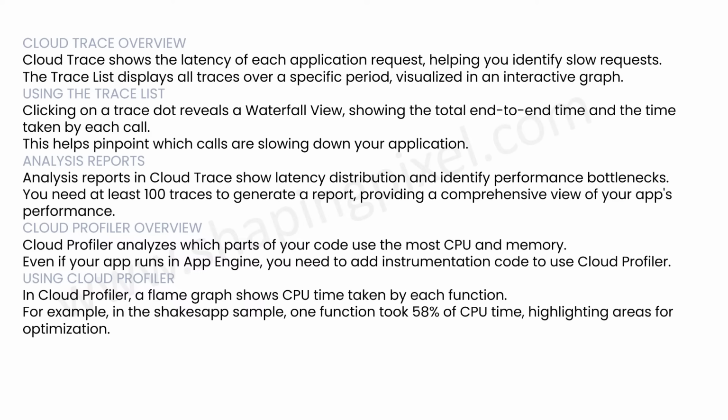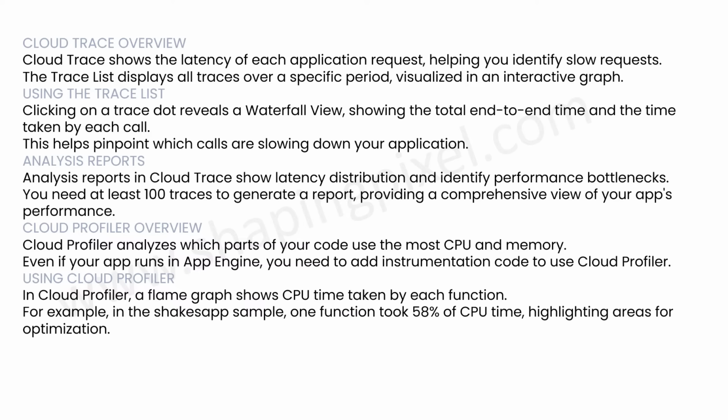The trace list displays all traces over a specific period, visualized in an interactive graph. Clicking on a trace dot reveals a waterfall view, showing the total end-to-end time and the time taken by each call. This helps pinpoint which calls are slowing down your application. Analysis reports in Cloud Trace show latency distribution and identify performance bottlenecks. You need at least 100 traces to generate a report, providing a comprehensive view of your app's performance.